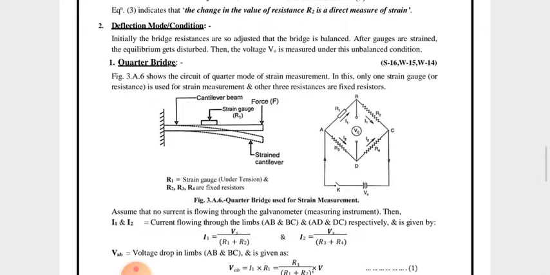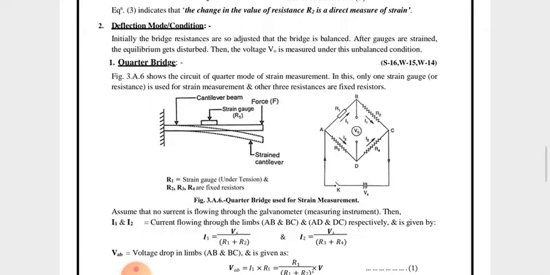In this case initially the bridge resistances are so adjusted that the bridge is balanced. After the gauge is strained, the equilibrium gets disturbed. Initially the bridge is balanced, but as we apply the external force on the cantilever beam, the strain gauge mounted on it is considered as resistance R1. As soon as we apply the downward force on the cantilever beam, the balance gets disturbed, and for that the voltage VO is measured under the unbalanced condition.